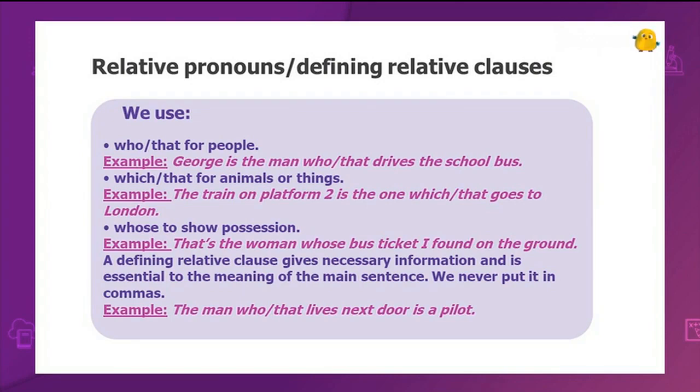Next, whose to show possession. Example, that's the woman whose bus ticket I found on the ground. And a defining relative clause gives necessary information and is essential to the meaning of the main sentence. We never put it in commas. Example, the man who, that, lives next door is a pilot.